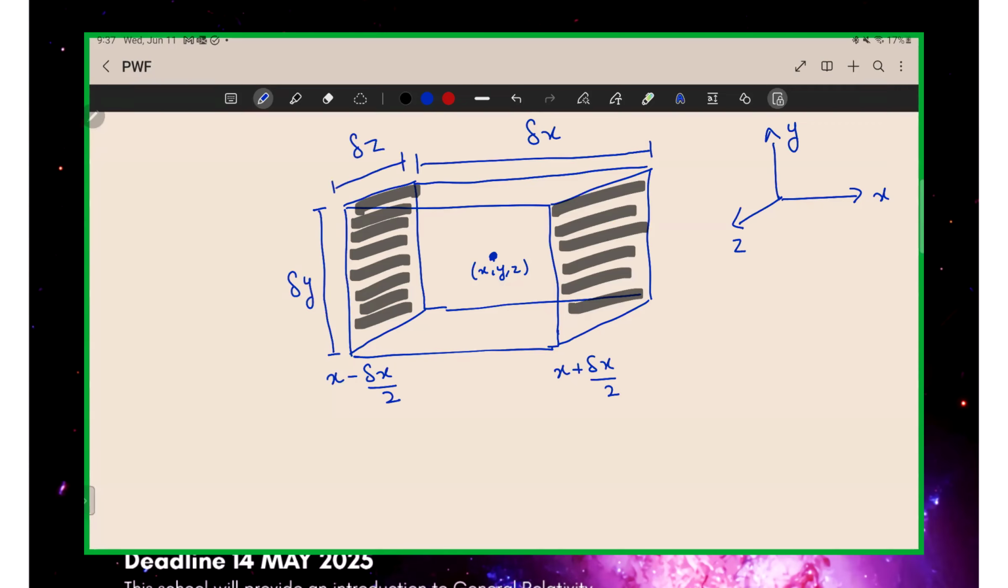Okay. Now, what I'm going to do is calculate all the energy that's coming into this cube, and I'm going to equate that to the change in energy that you have in the cube, right? So I'm going to raise these because they will be a problem later.